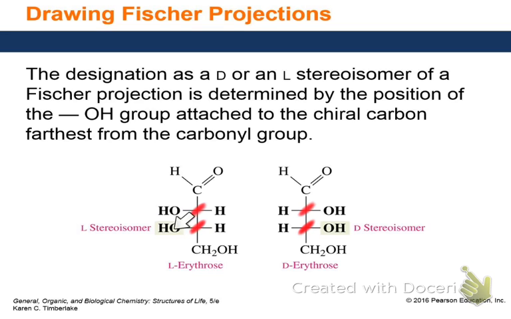the L stereoisomer, again, has the lowest OH group on the left. Its enantiomer is its mirror image. So D-erythrose, you just take everything that you just saw on the left here and you put it on the right over here. So this is the stereoisomer of L-erythrose. So this is called D-erythrose because the OH is on the right-hand side.